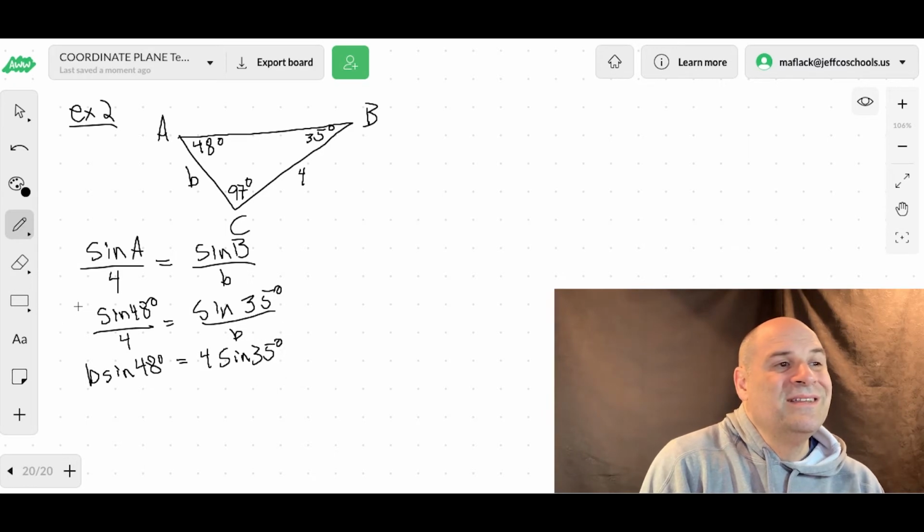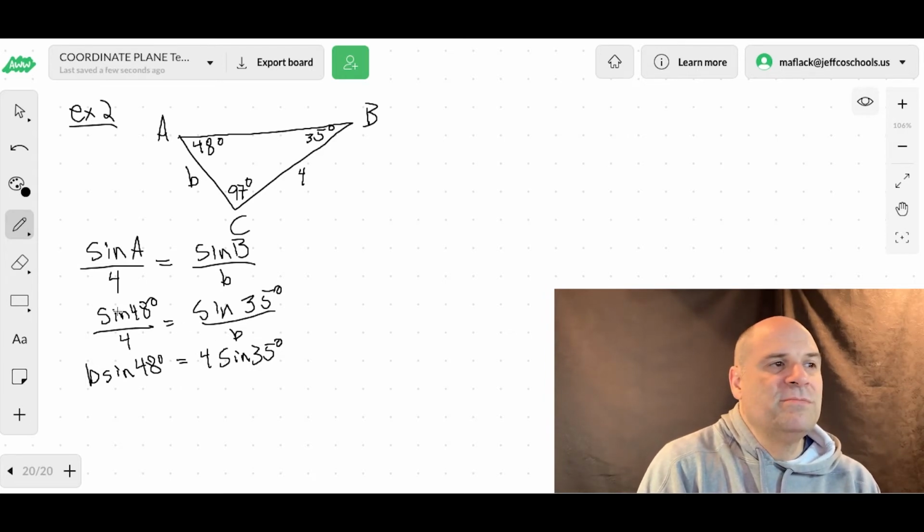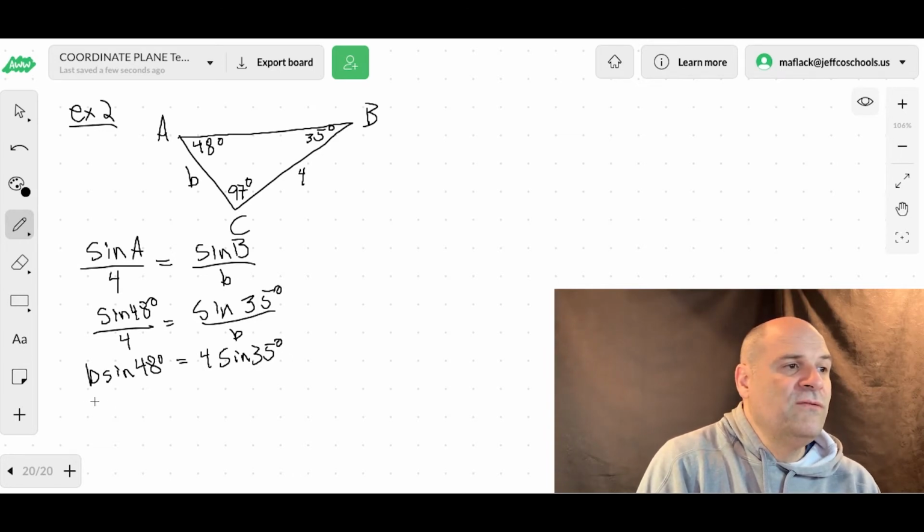Really, the cross product. So if you multiply these together, remember the fish method? Okay, so these are cross products. So multiply those together for your new equation. Okay, solve for B by dividing by sine of 48. So we get 4 times sine of 35 all over sine of 48.